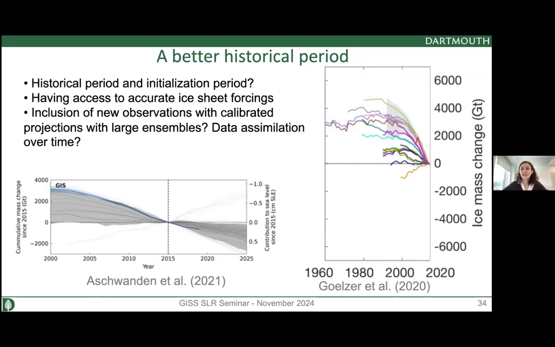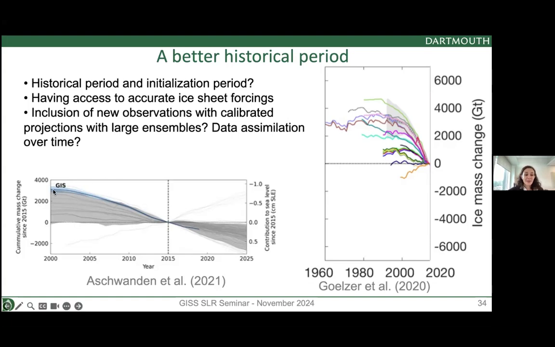But as I think about where we're moving now, what are some of the key things we want to improve moving forward? The first thing is improving our ability to capture recent changes and having improved historical projections. So there was a great paper by Andy Aschwanden in 2021 showing, and this is just for the Greenland ice sheet, so I guess I had to say the name Greenland to pretend I am talking about both poles.